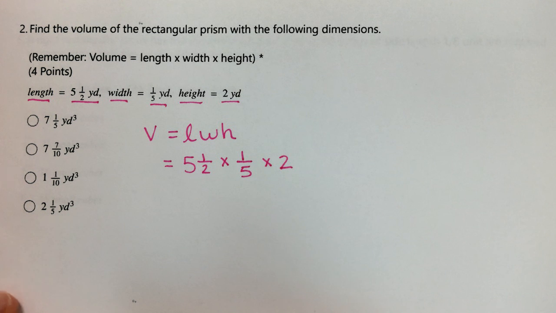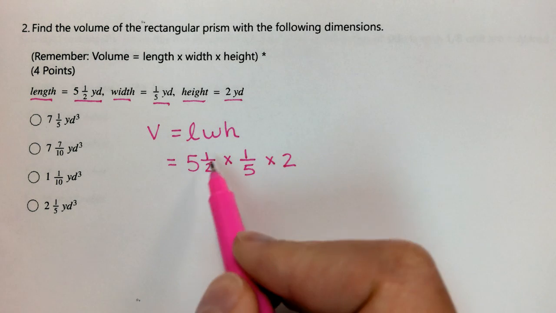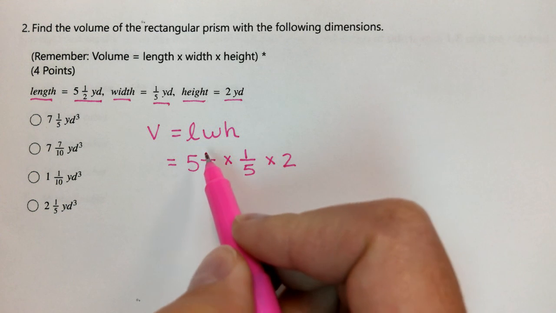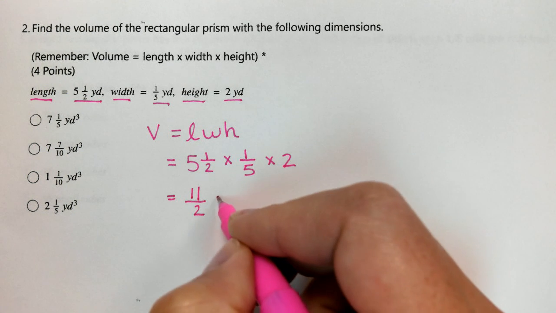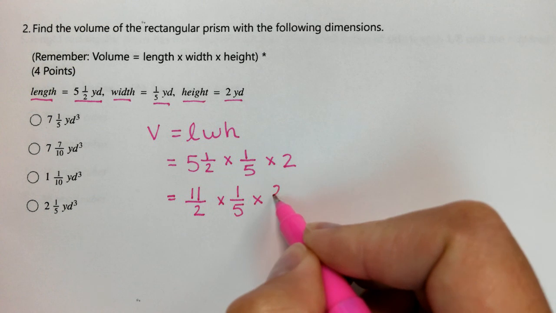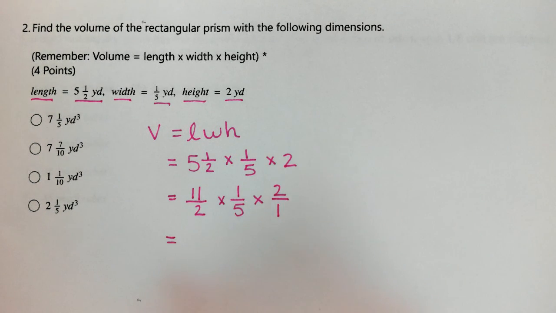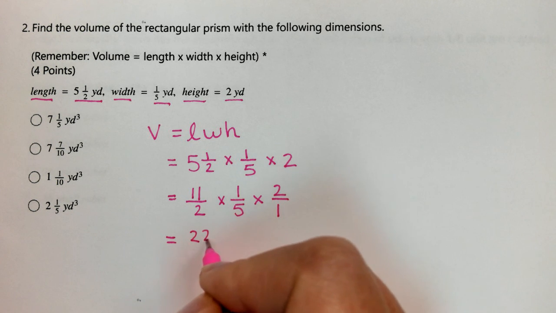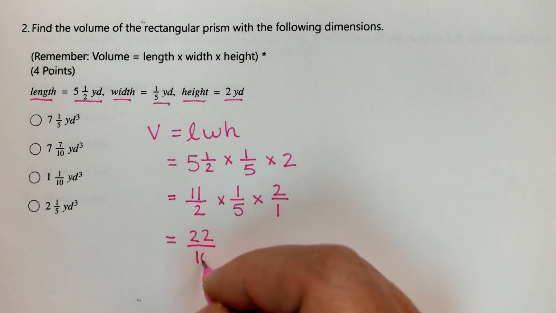So before I can multiply, I need to change all my numbers to fractions. So this 5.5 I have to change to an improper fraction. So 2 times 5 is 10, plus 1 is 11. So I have 11 over 2, and then I have 1/5 is already a fraction, and 2 I just need to put over 1. So 2 over 1. Now from here I'm going to multiply across my tops and my bottoms. So 11 times 1 is 11, times 2, 22. In the bottom, 2 times 5 is 10, times 1, 10.